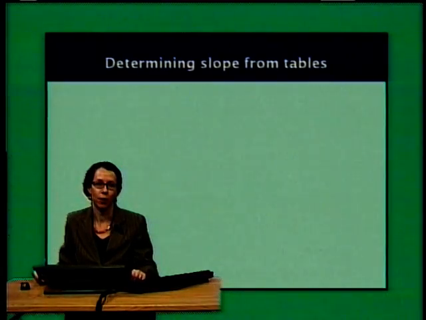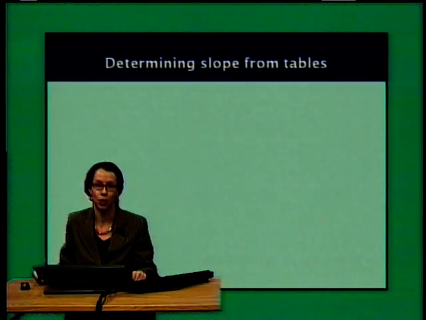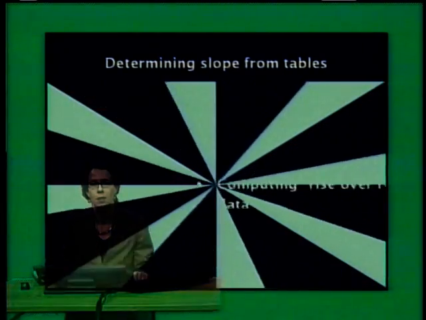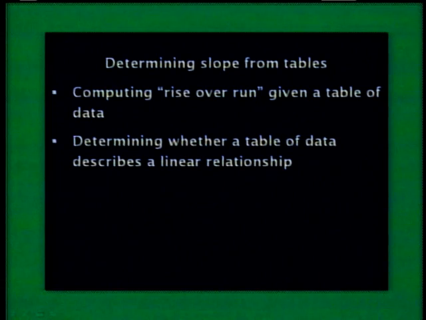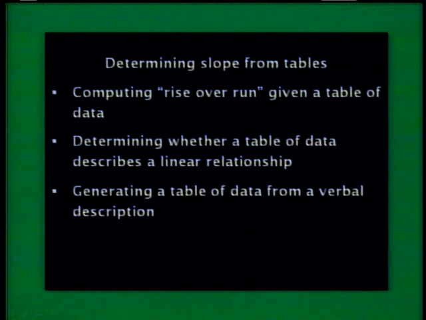So in this last part of the lesson, we're going to look at slope again. But now we're going to look at slope when we have data given in tables. So the first thing I'll talk about is computing rise over run given a table of data. And then we're going to just look at tables and decide whether or not the table represents a linear relationship. And finally, we'll talk about generating a table of data from a verbal description.